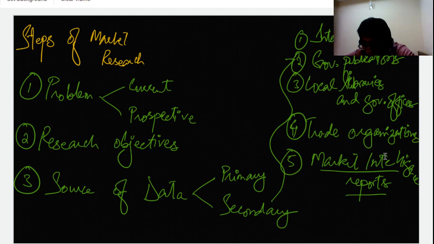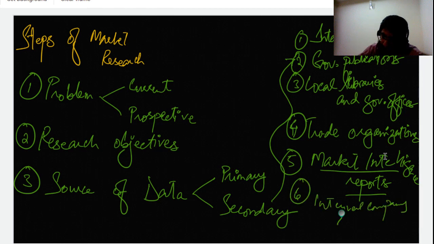These market intelligence reports are also published by, for example, the big four, PwC, Deloitte, etc. They also publish reports, but they are usually related to either the financial aspect of things or financial markets. What else? Internal company records could also be a source of secondary research. Maybe you have done some research in the past and it now helps you for this future research. Maybe you launched a product last year, so the data that you collected during that period for the launch of that last product comes in handy this time as well.